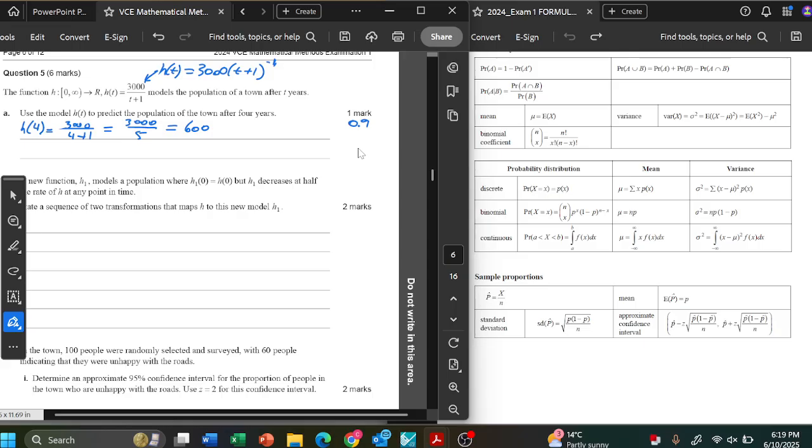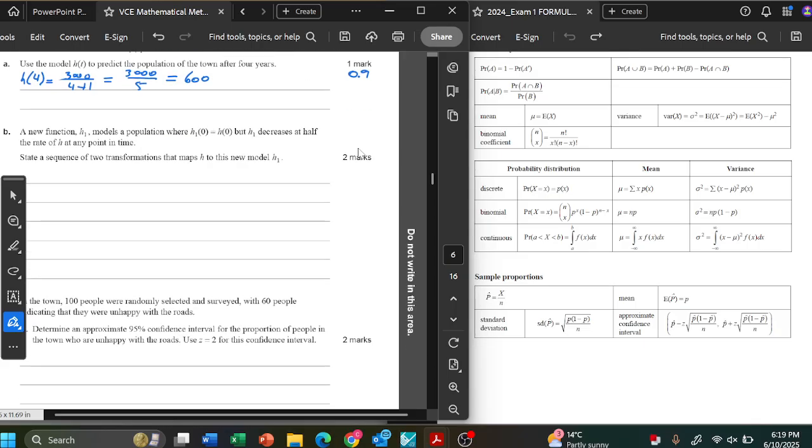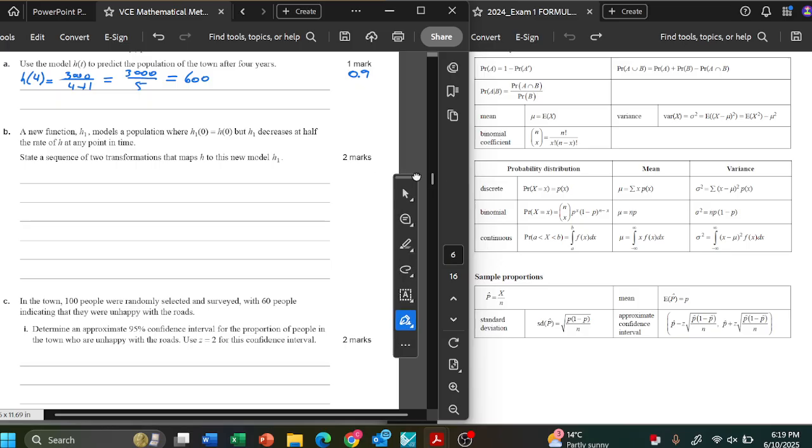That was a 0.95 average, so 95% of people got this one correct. And really this question is just assessing, can you divide 3,000 by 5? So if you're pretty comfortable with your division skills, this question should not be an issue to you, hopefully. Okay, moving on to the next question here.